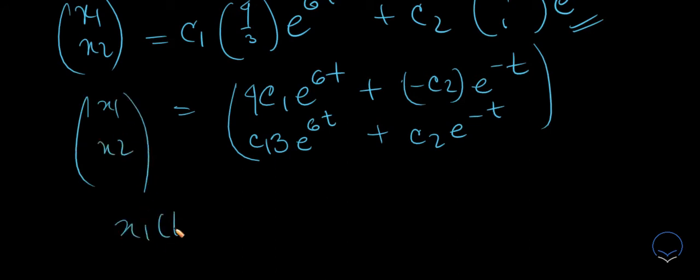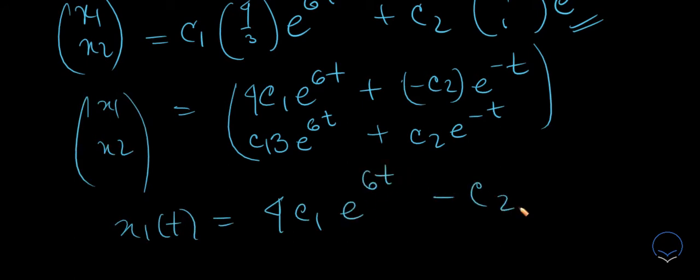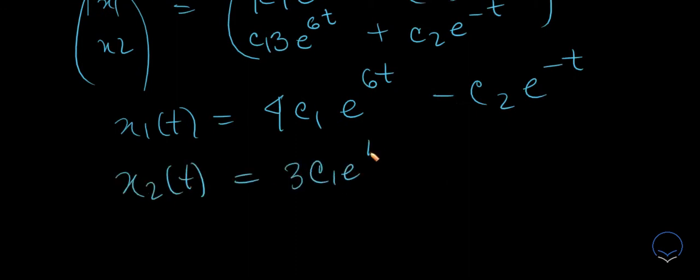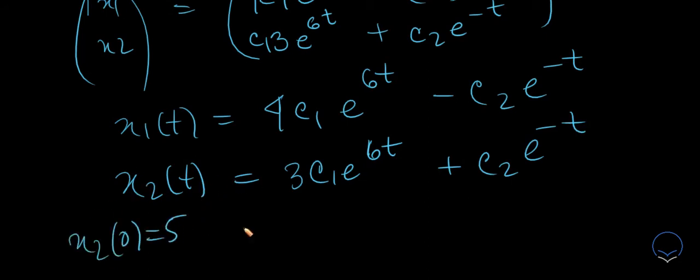So you can write x1 of t as 4 c1 e to the power 6t minus c2 e to the power minus t, and you can write x2 of t as 3 c1 e to the power 6t plus c2 e to the power minus t. And you have some initial values, let's say x2 of 0 equals 5, that we saw. So what you need to do is put t equals 0 over here and put x2 equals 5 on the left hand side. So 5 will equal 3c1 plus c2.